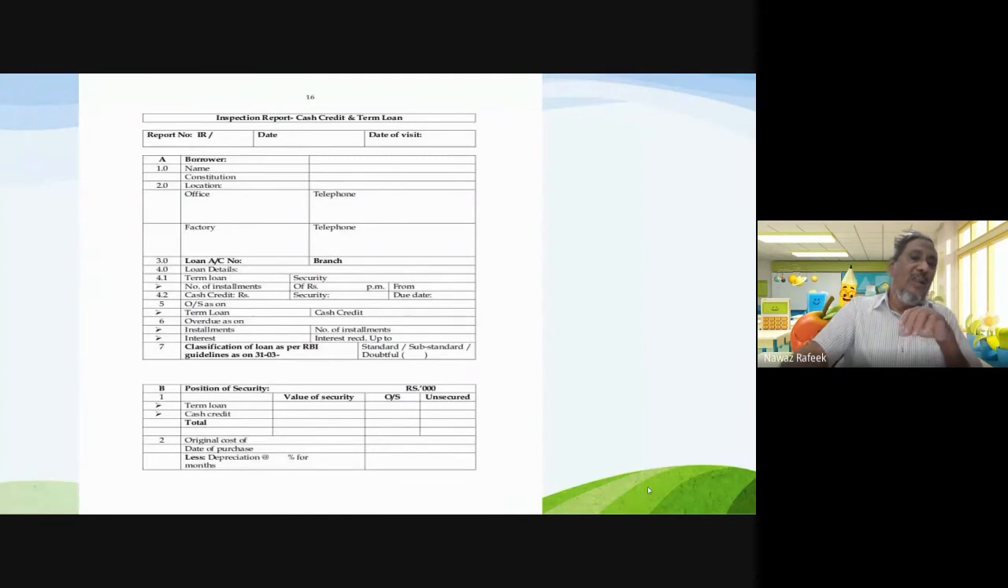So I have given a model, a small example or sample inspection report. You can follow this. It's a checklist type of report. The name, the borrower's name. What is the business? First the report number, date of visit, location, office address, telephone number, factory address, telephone number. Then the loan account number, which branch you are going for, the details, what type of loan you are lending, what is the security, the personal securities. Right? Along with that, you have to record your findings of the inspection. The findings of the inspection have to be listed out.